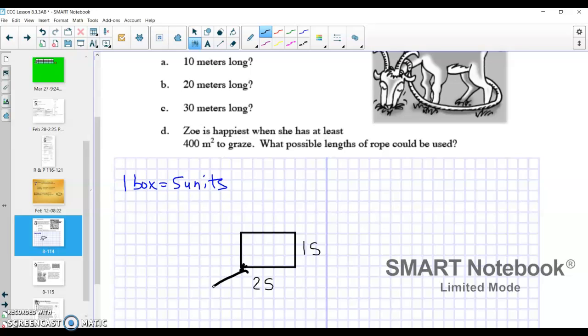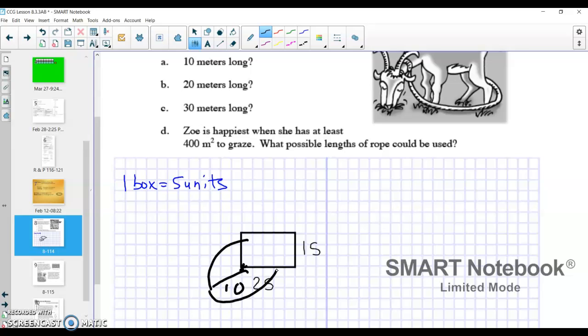In part A, it's saying that this rope that I drew down here is 10 meters long. That gives me this area here to graze. It's not a perfect circle by any means, but that's the idea here: the rope is only going to go as far as it's allowed to before it gets caught or runs out of rope. Now we have the tools to figure out the area of that sector.